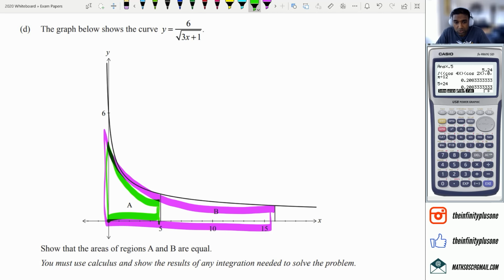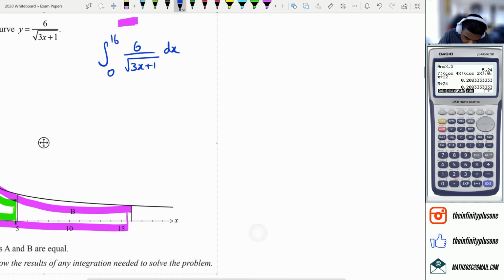Now, the reason why I'm doing this one is because I'm calculating it between 0 so that I don't have to do too much substitution. What I mean by that is my first part is the pink area here. For the pink area, it's between 16 and 0, and I've got 6 square root of 3x plus 1 dx. So I'm going to work that out first.